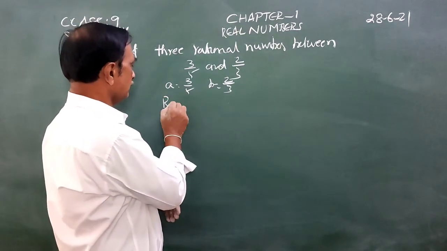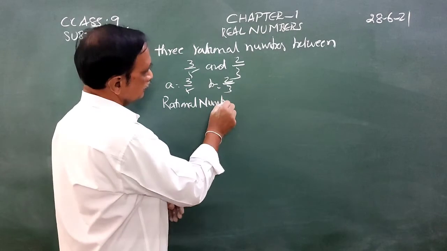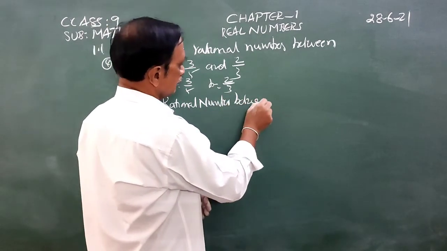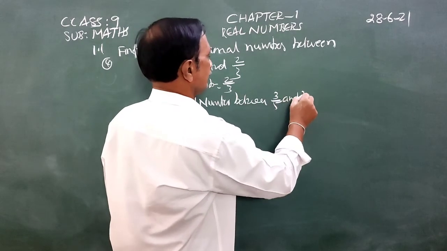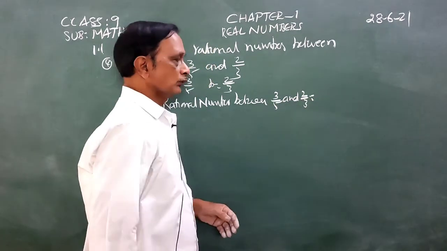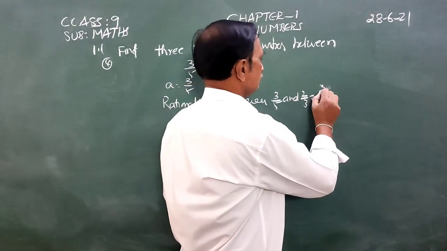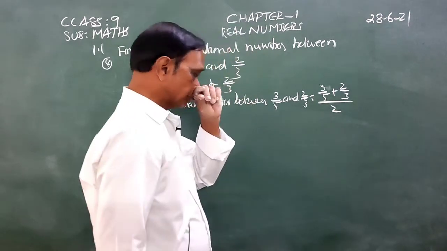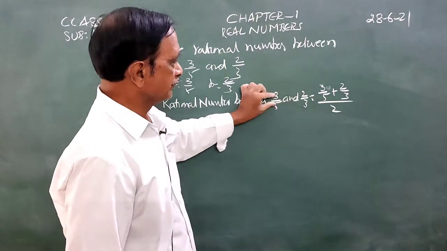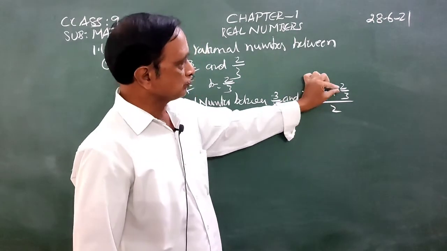So the rational number between 3 by 5 and 2 by 3. How do you get the rational number between 3 by 5 and 2 by 3? 3 by 5 plus 2 by 3 divided by 2. We have to find the mean of these two numbers. How do you get the mean of 3 by 5 and 2 by 3? 3 by 5 plus 2 by 3, by 2.